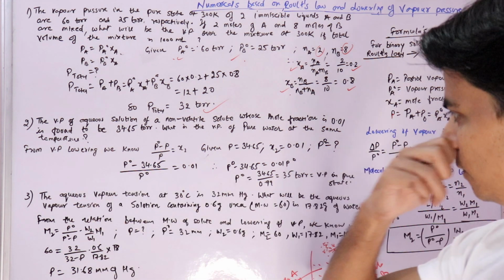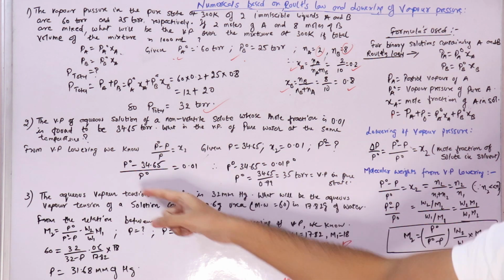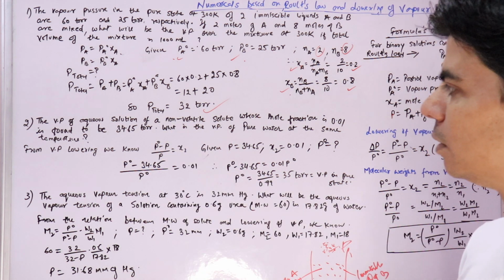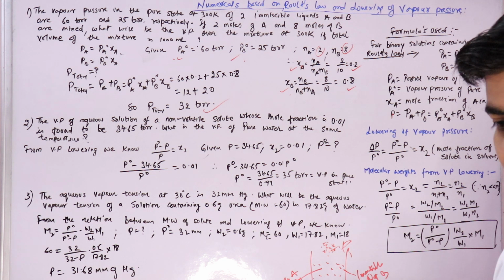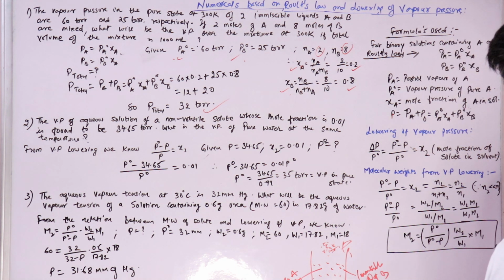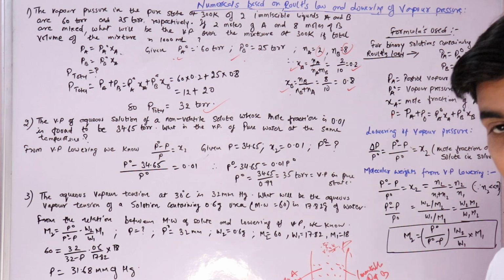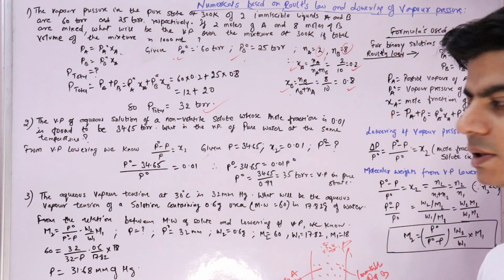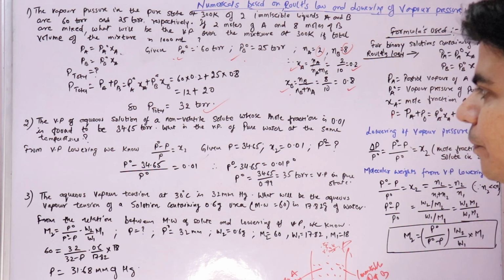So let's see what we are doing in the relative lowering of vapor pressure. Relative lowering of vapor pressure means when you have added a solute in a solvent, the vapor pressure of the solvent has decreased. So that is your lowering of vapor pressure.